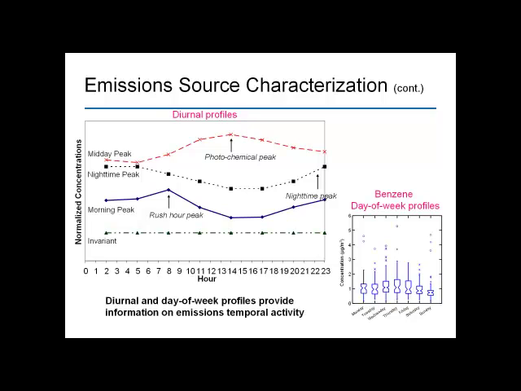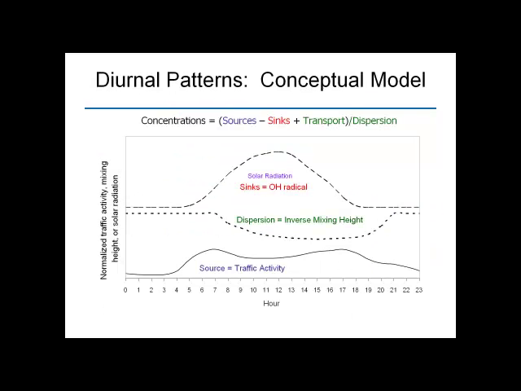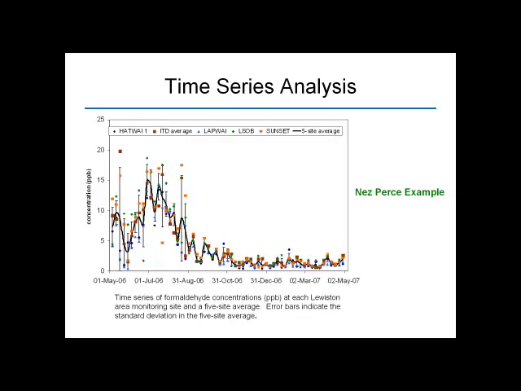And so we've already shown this conceptual model of how you can identify what your emissions activity profile looks like and then put it together with your other factors that influence concentrations, such as solar radiation or sinks and dispersion in the atmosphere. And if you put those together in certain ways, then you can identify a pattern that will match your individual pollutants' concentrations. Okay. Additionally, you could do a time series analysis just looking at concentrations over time.